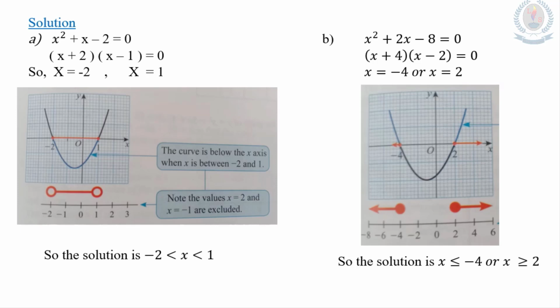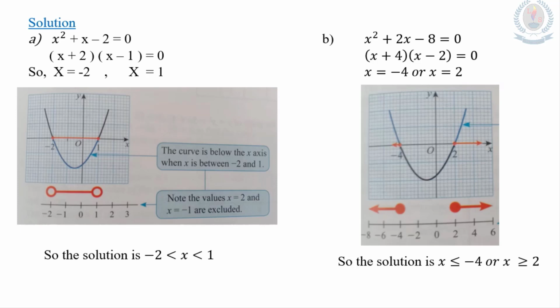Now you can sketch the curve. Here also, what are the two numbers? On the x-axis you can mark x equals minus 4, x equals 2. Then they have given the inequality x squared plus 2x minus 8 greater than or equal to 0. Here you can see the curve is on or above the x-axis when x is less than or equal to minus 4 or greater than or equal to 2. Greater than 0, those two side parts of the curve you can take as the solution. Then you can draw it on a number line also.